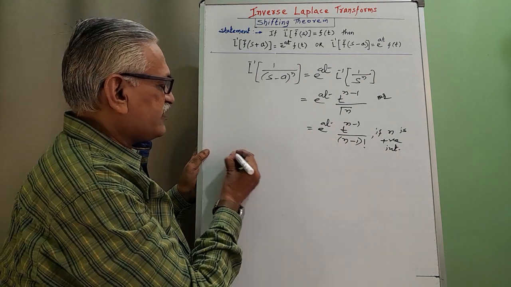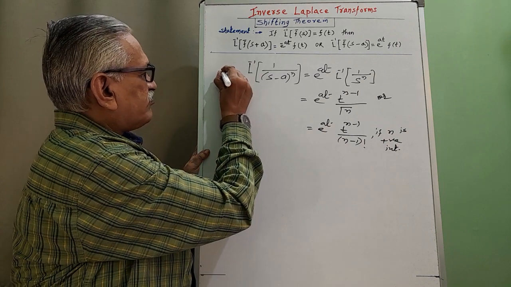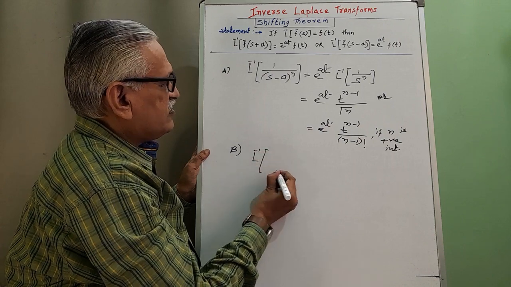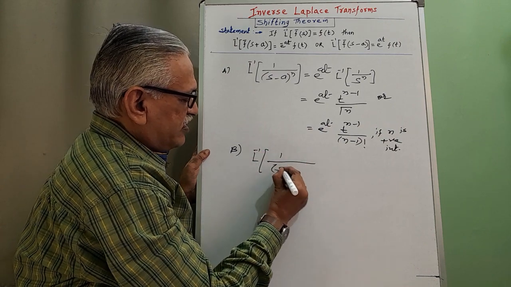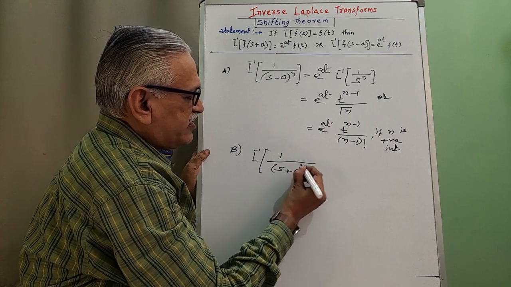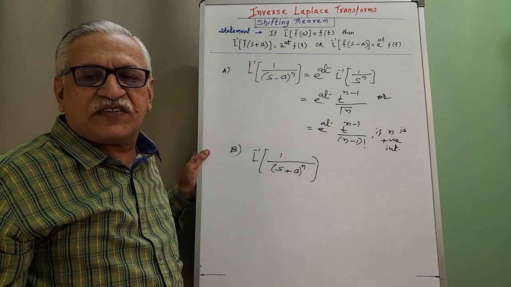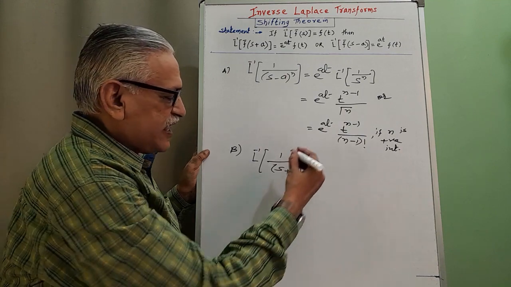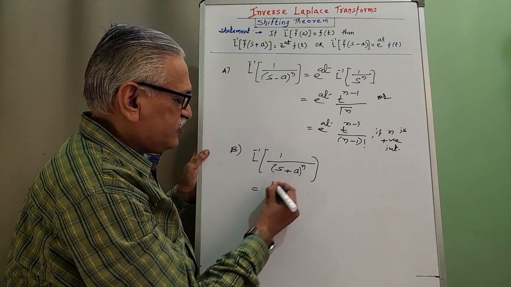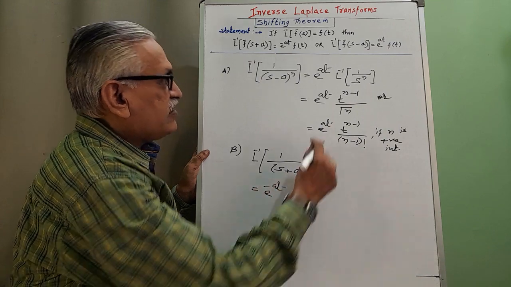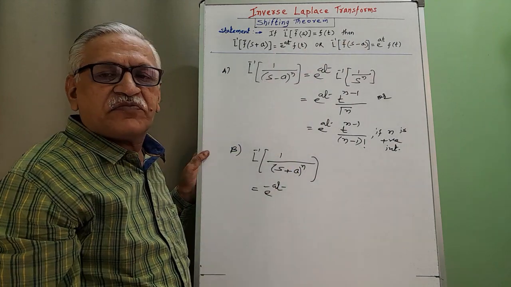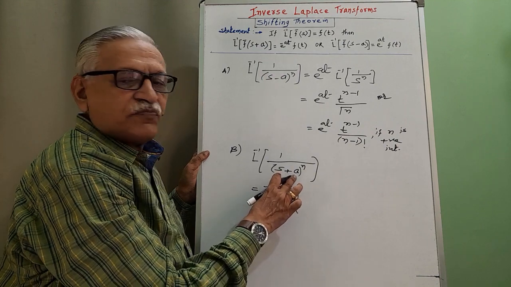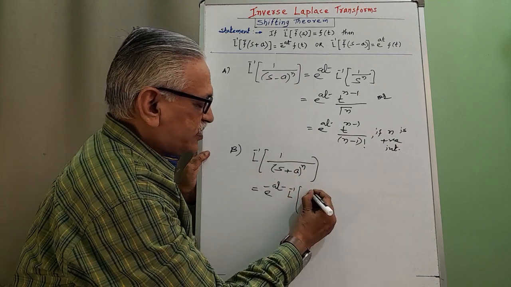Then another result, inverse Laplace of 1 upon s plus a whole raised to n. Here s is replaced by s plus a, and as it is replaced by s plus a, it is a problem of shifting theorem. And as per that shifting theorem, it is e raised to minus at into inverse of, neglecting that plus a, remaining term is 1 by s raised to n.